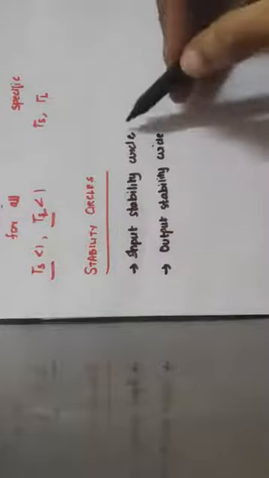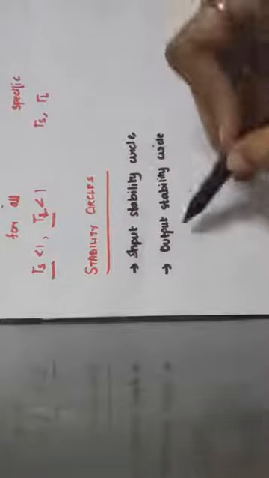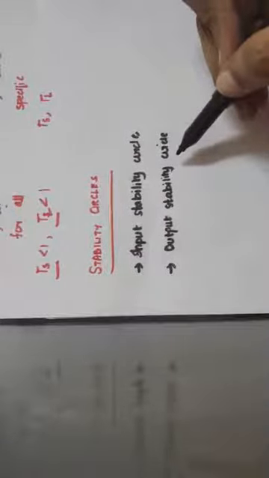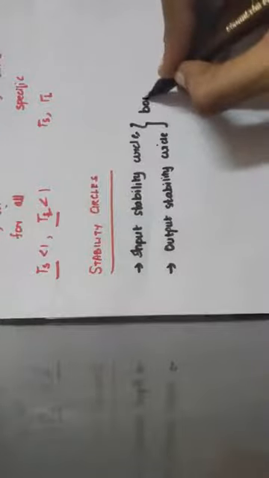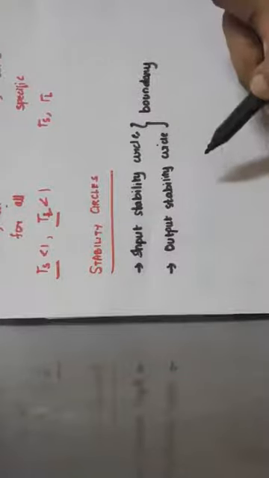Now to find where the amplifier is stable and where it is unstable, we are going to plot two circles called the input stability circle and the output stability circle. These two circles tell us the boundary, in which region my amplifier is stable in nature and where it is unstable in nature. The intersection of these two circles depicts the stable and unstable regions.